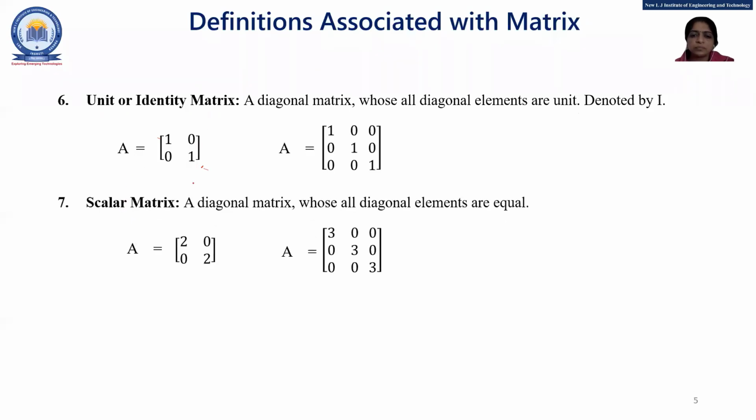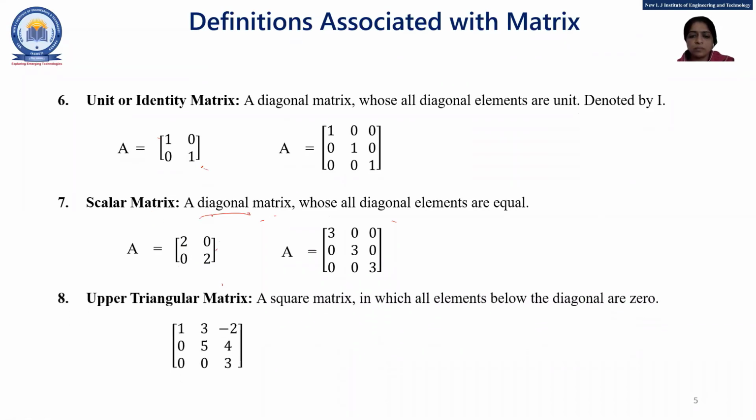Scalar matrix: a diagonal matrix whose all diagonal elements are equal. See this one, the given matrix is diagonal. What does it mean? It means except the diagonal elements, all other elements are 0. And if all diagonal elements are equal, then that type of matrix is known as a scalar matrix.